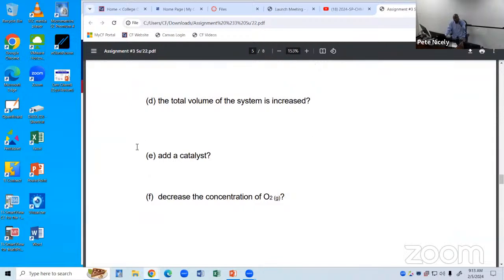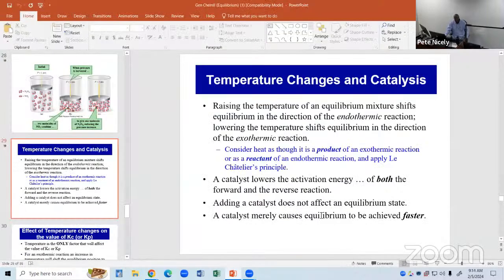Oh, let me quickly mention catalyst. I thought I was finished. Nothing much to say about that. Simply put, if you add a catalyst to the equilibrium mixture, it will not affect the equilibrium position. Why? Because the catalyst will speed up both the rate of the forward and reverse reaction to the same extent. So therefore, the net result is no change in equilibrium.